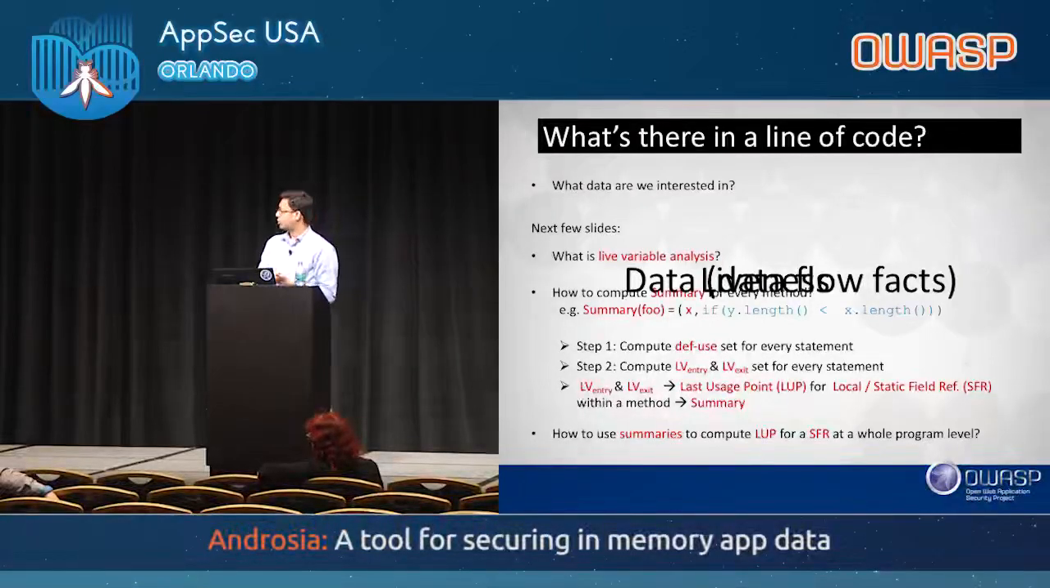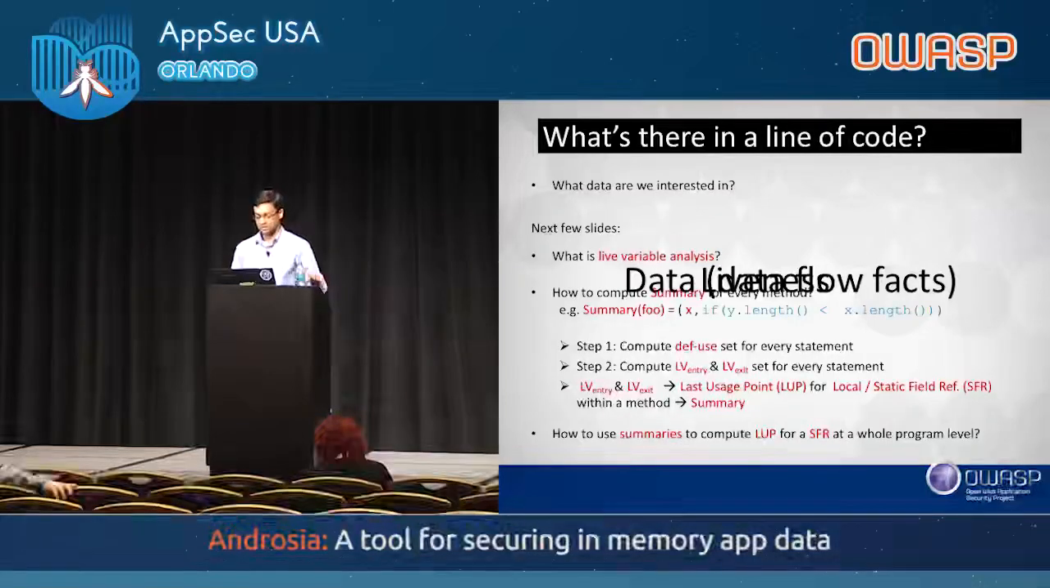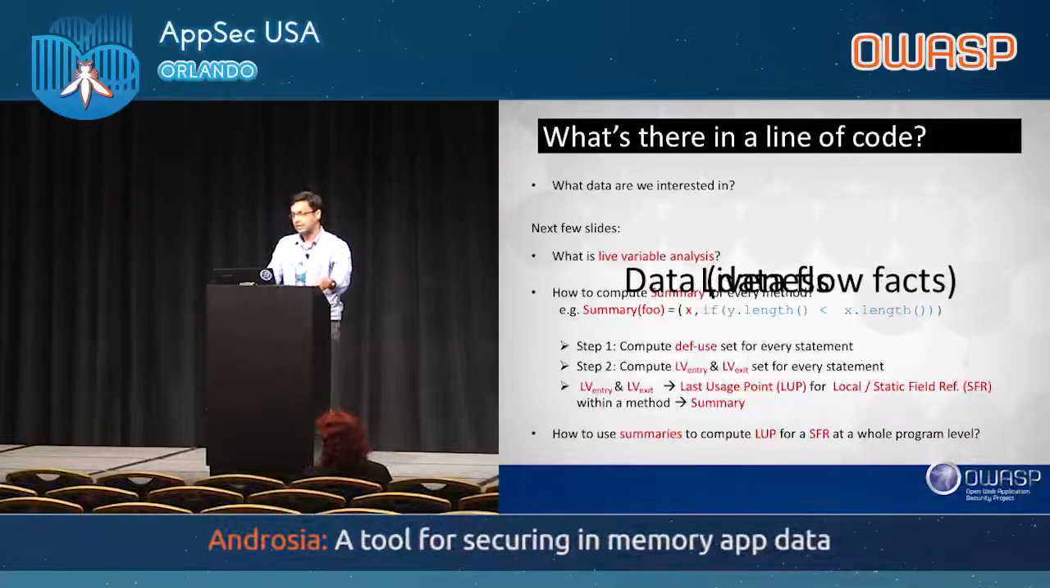In every line of code, you have a lot of information. If I had to be pedantic about it, in the data flow analysis community, we call them data flow facts. But we are interested in a specific data, which is the liveness data of variables. The next few slides are going to cover how we formally define live variable analysis, and how we compute a summary for every method, which will tell us what variables are defined in that method and at what statement inside that method they are last used.